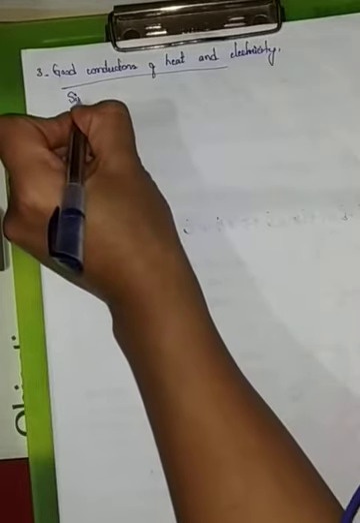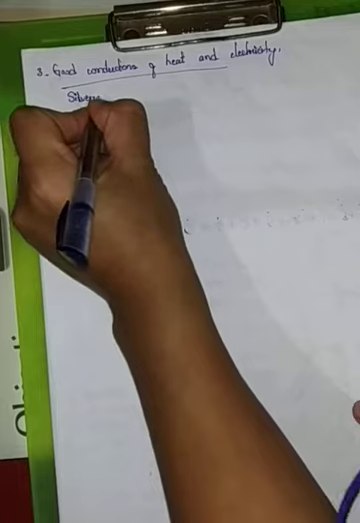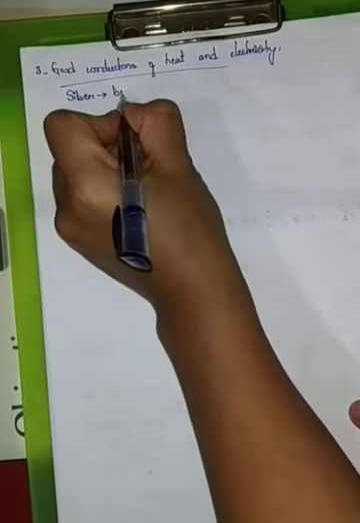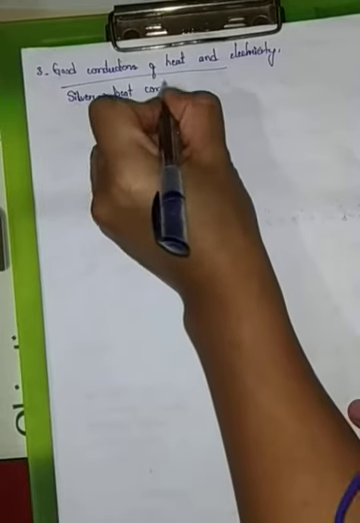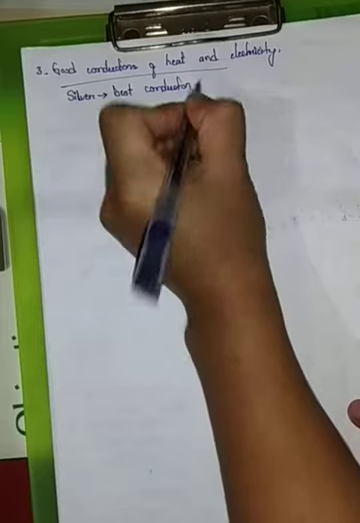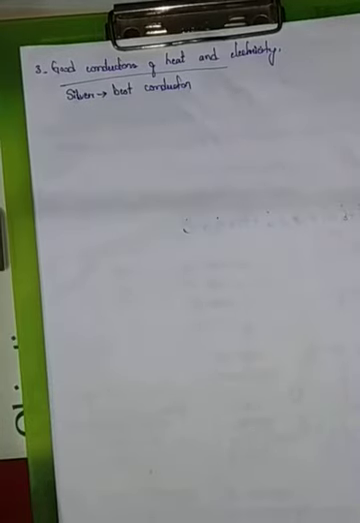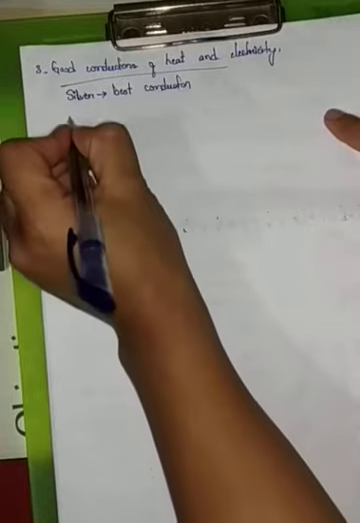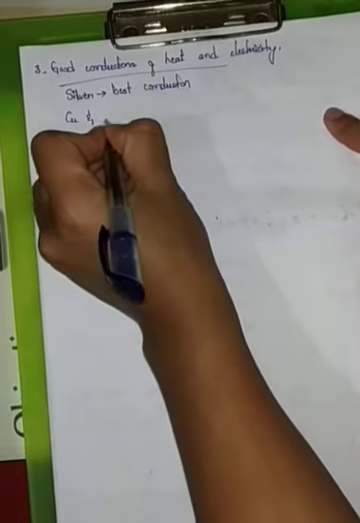Now, our silver metal. Silver metal is the best conductor of heat. It has the highest thermal conductivity. The copper, Cu, and aluminium metals are also very good conductors.